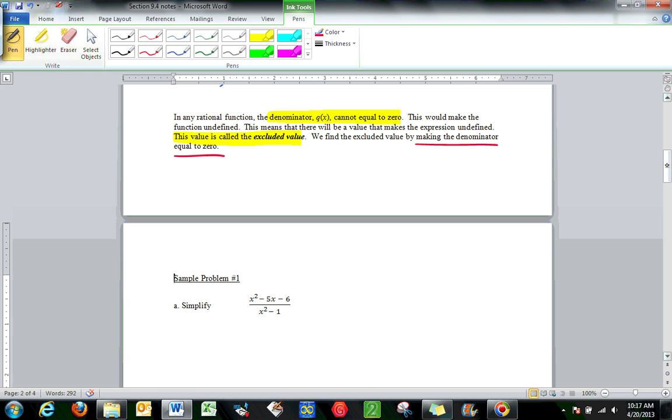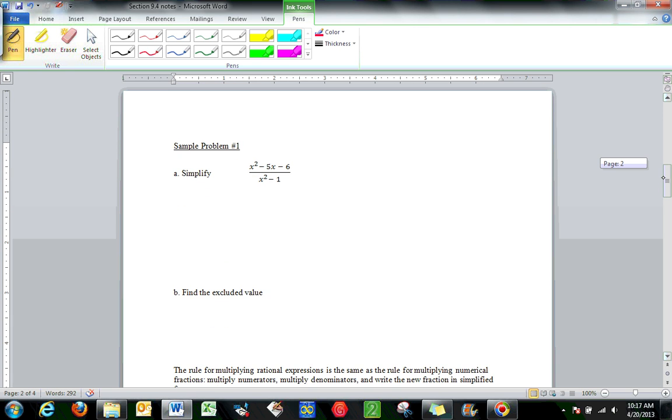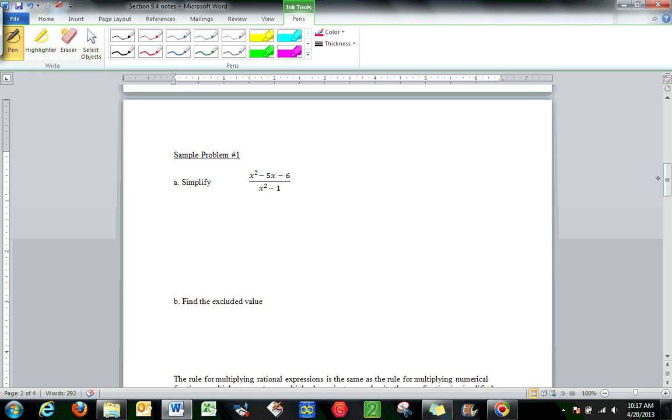So let's take a look at sample problem 1. We ask you to do two parts here. We ask you to simplify in part A, and then we ask you to find the excluded value in part B. So go ahead and just pause the video and work those two parts at this time.